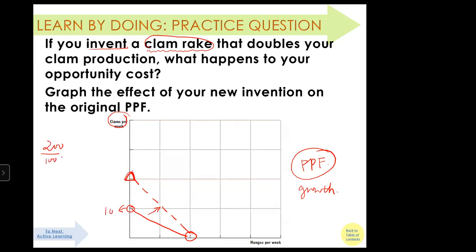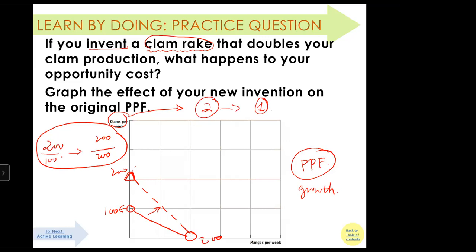Right? By the way, this is 100. This is 200. Now, with this new technology, the opportunity cost becomes, so again, you still give up 200 mango, but now you gain 200 clams. And you can see from here, the new technology reduced the cost of producing clams from 2 to 1. But this 2 and 1 is in terms of mango.